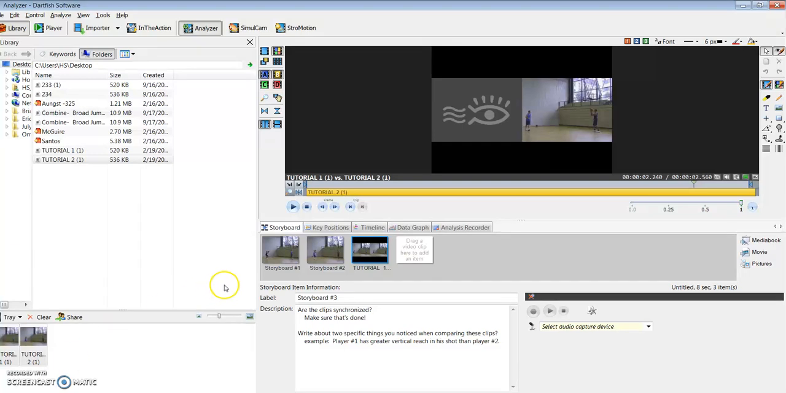Okay, so we're ready to continue to work on narratives. I'm in Storyboard 3. I've clicked here on our side-by-side, make sure the blue box has it highlighted, and then I'm going to go ahead and label it Storyboard 3. Within the description, there are two things you need to be sure to do.